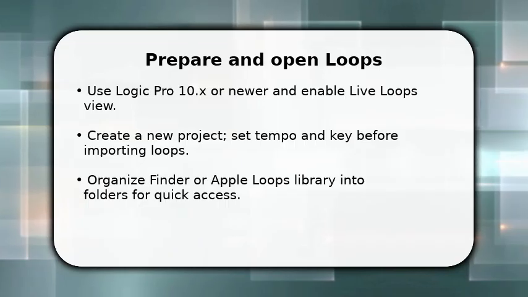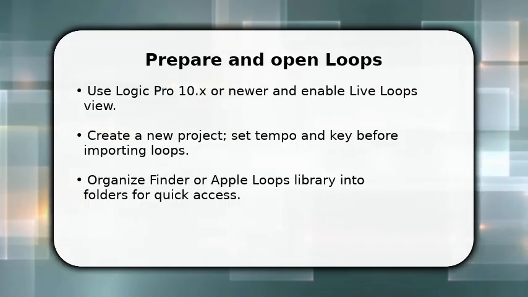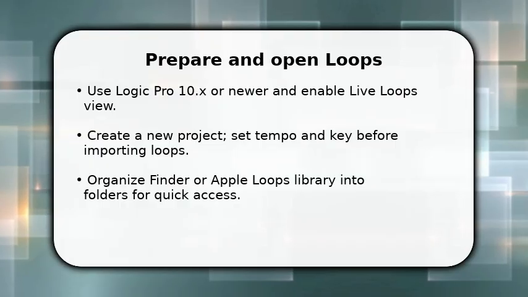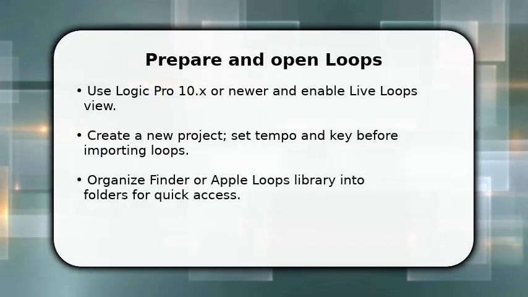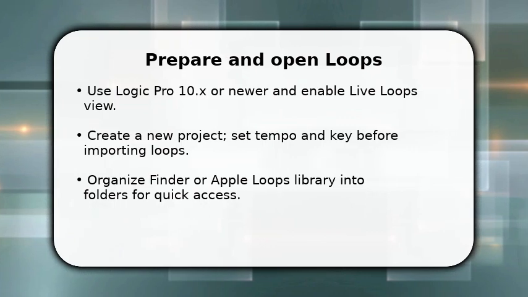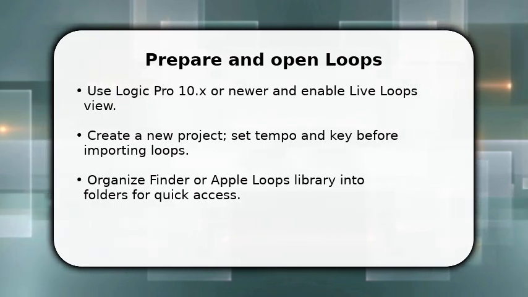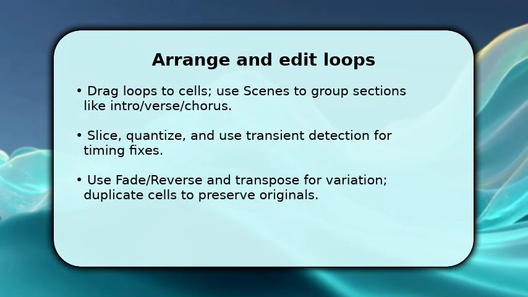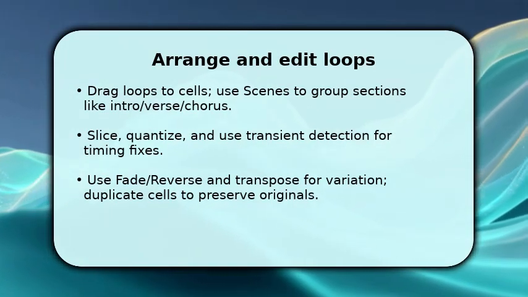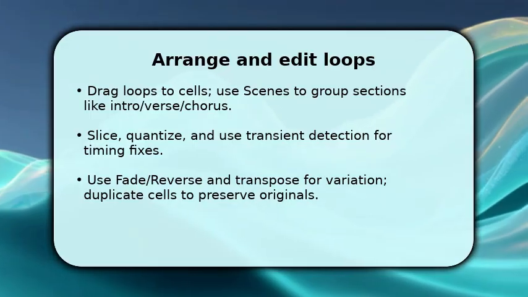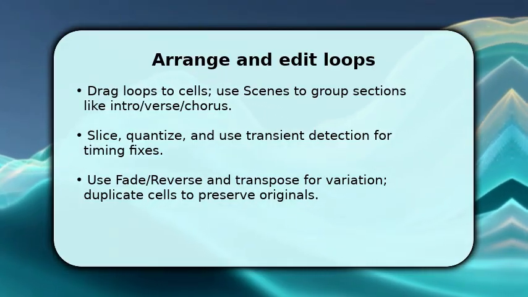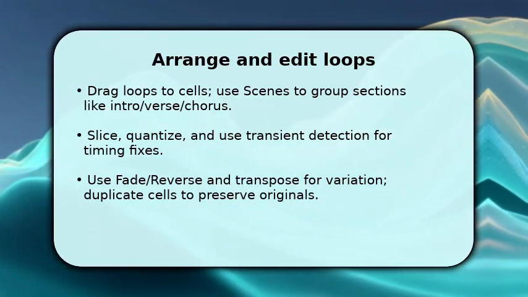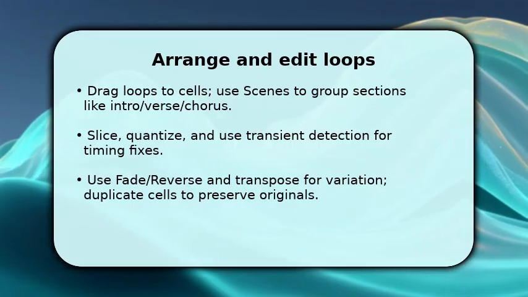Once done, create an empty cell grid and drop a percussion loop into the top left cell to anchor the groove. You're already building your arrangement while avoiding basic setup delays. You now arrange loops into scenes to map song structure, dragging drums, bass, and melodic loops into adjacent cells to hear combinations instantly. Use the loop editor to slice and quantize transient points when timing feels loose. This tightens pocket without changing groove.